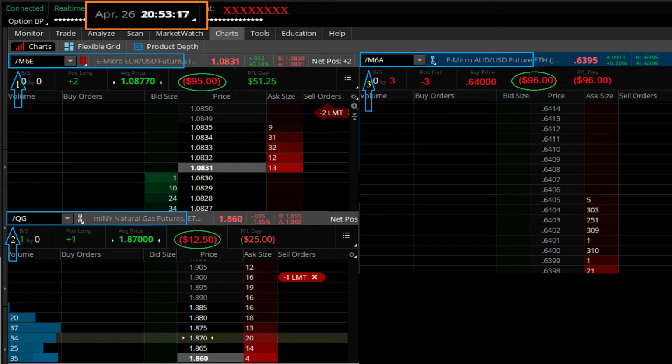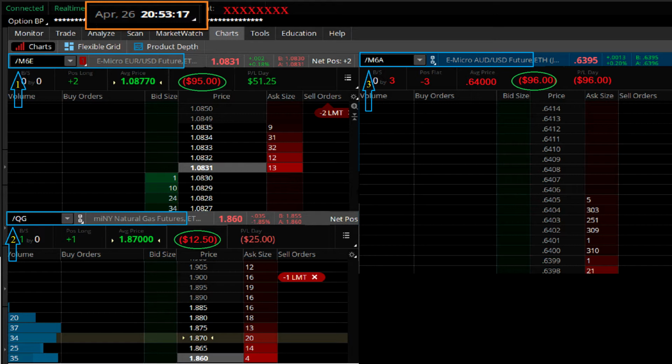Okay, the one below that went from negative $25 to a negative $12.50. Okay, getting a little bit better. And then on the right, you'll notice that all of a sudden now there's a dollar amount there, negative $96. So what happened is my order got executed. I picked up 3 contracts that I shorted.